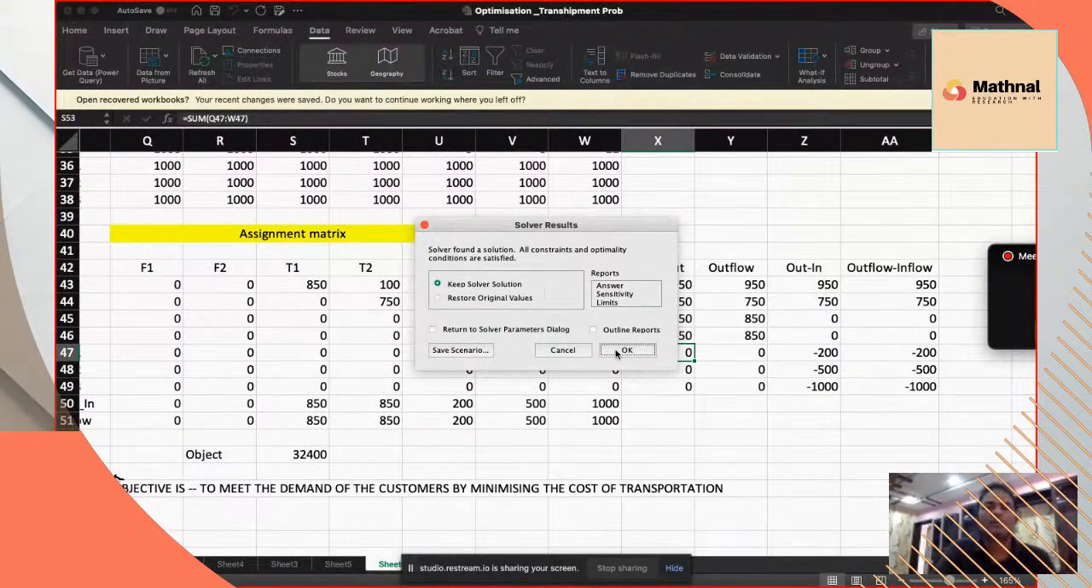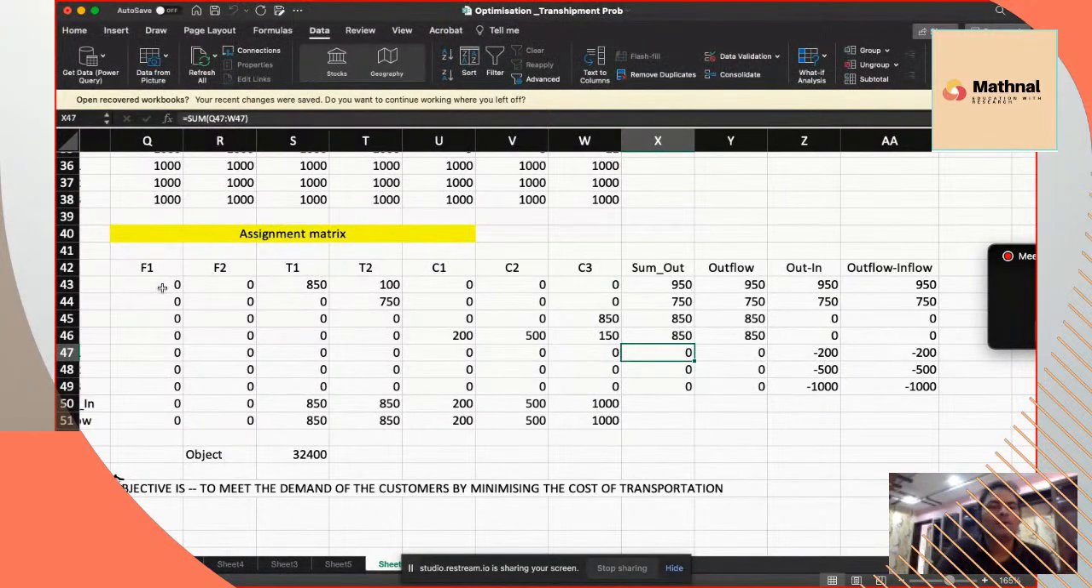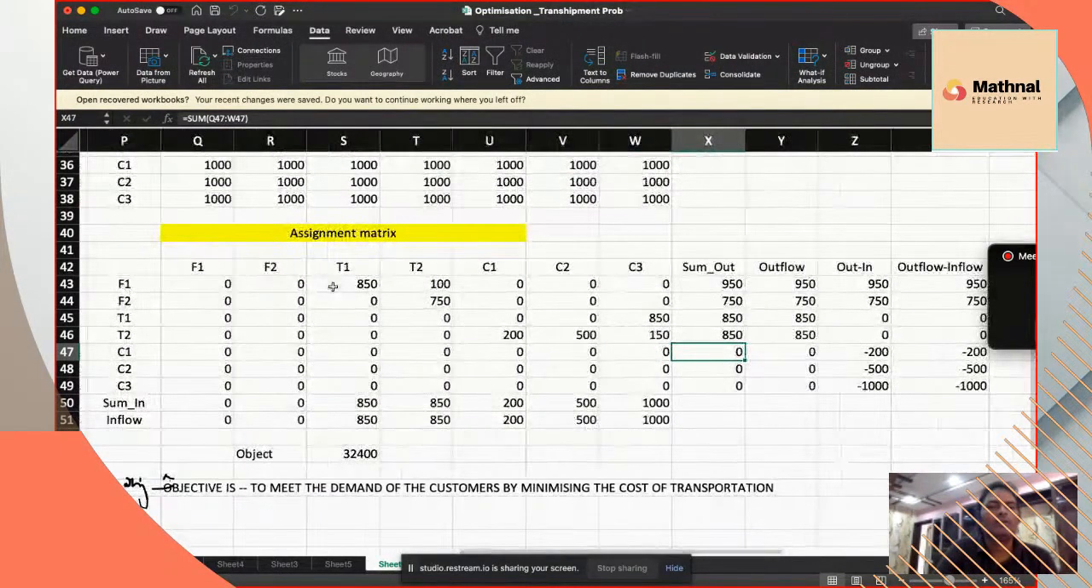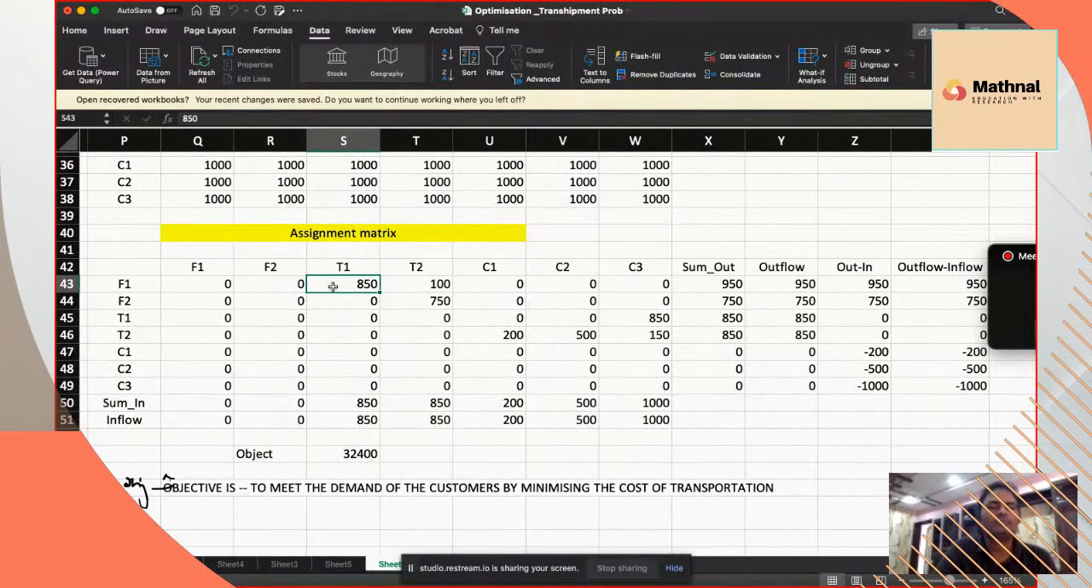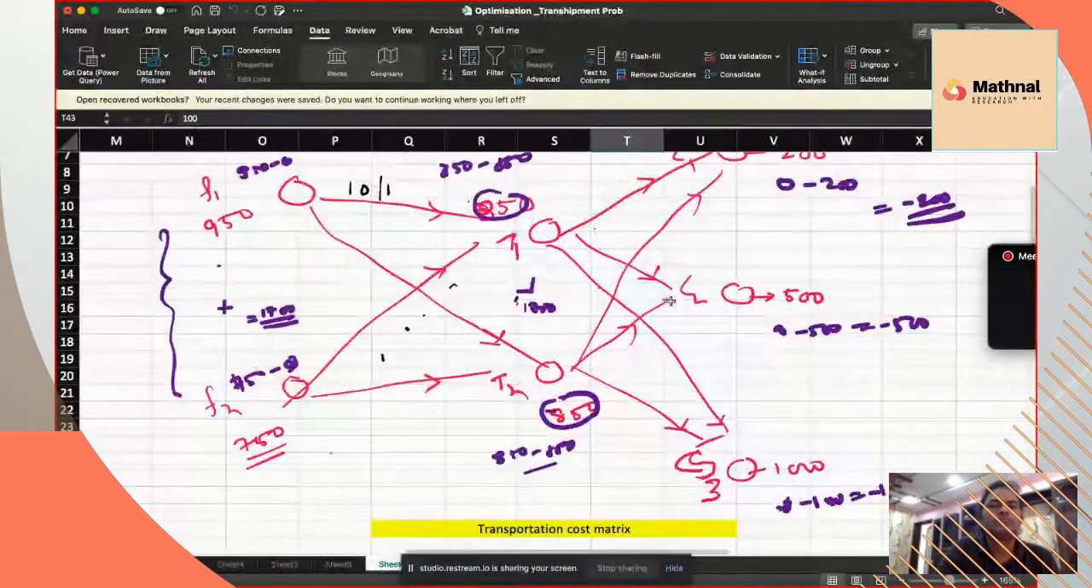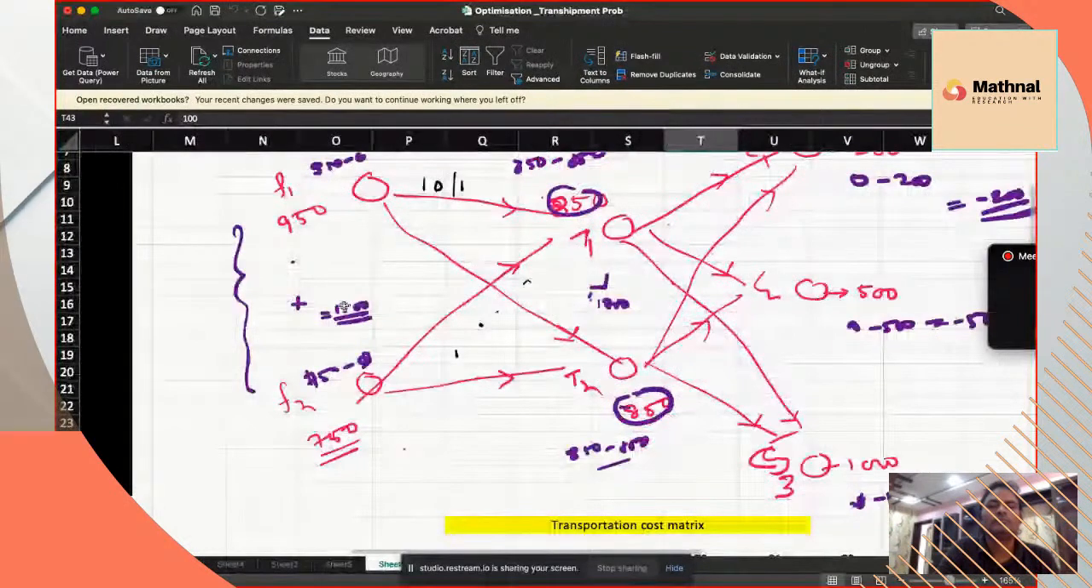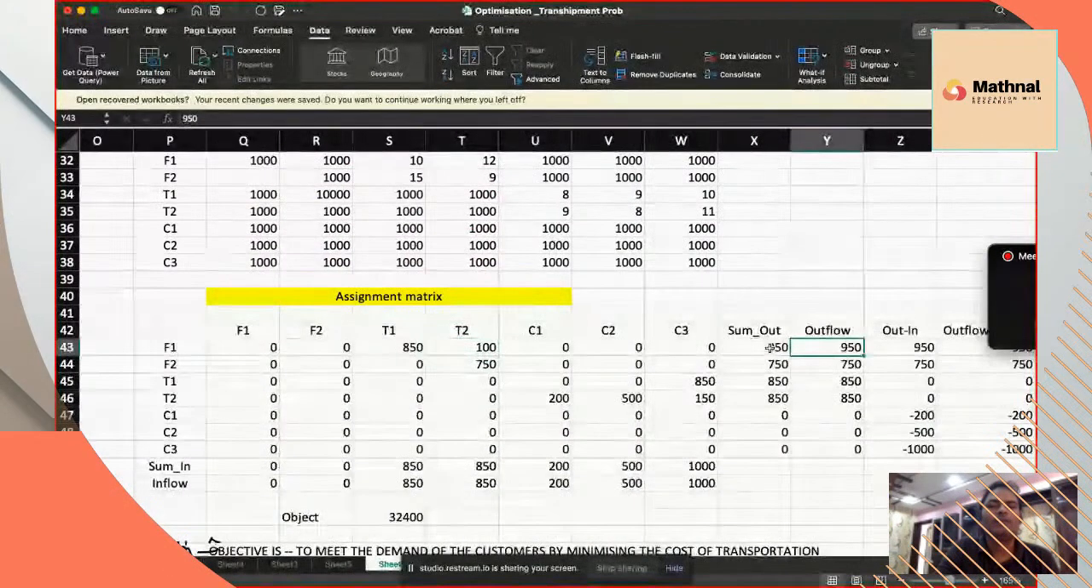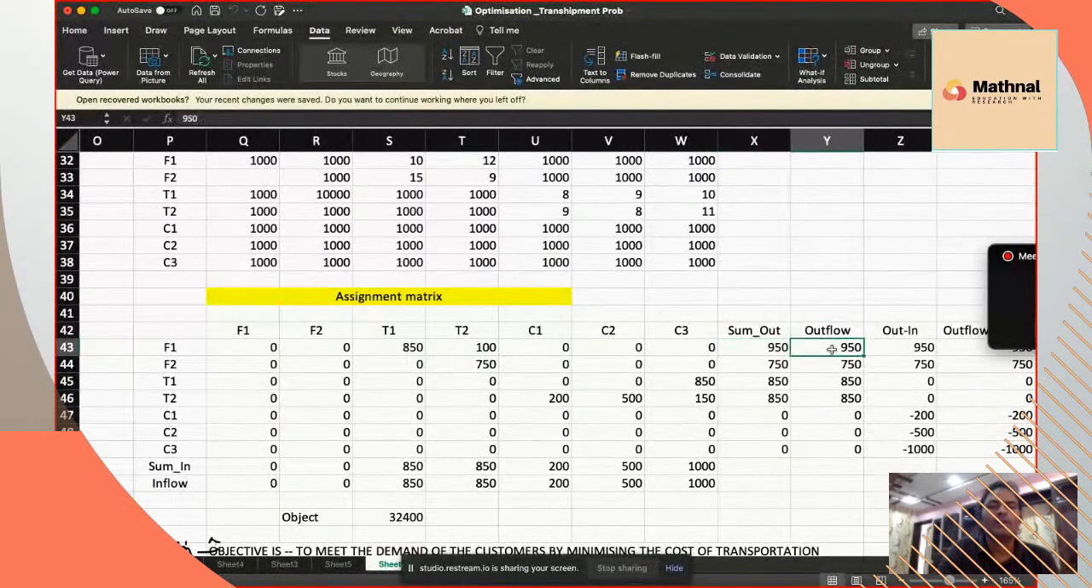Okay, we found a solution. Let's see what the solution is. F1 is delivering to T1, that is 850 units. F1 is delivering to T2, that is 100 units. So what is the total capacity of F1? 950. You can look at outflow, it is 950. 850 plus 100 is 950, and the assignment is happening the same way.